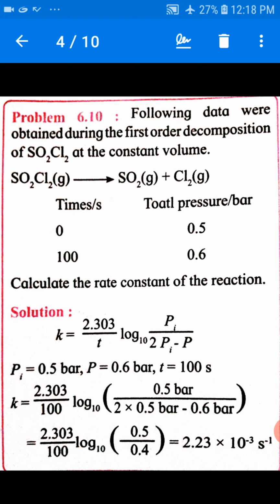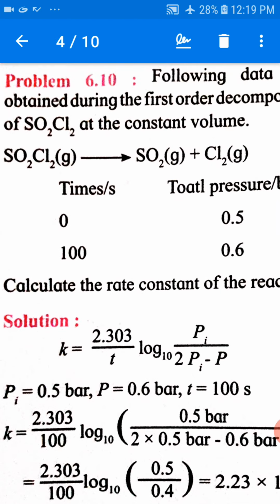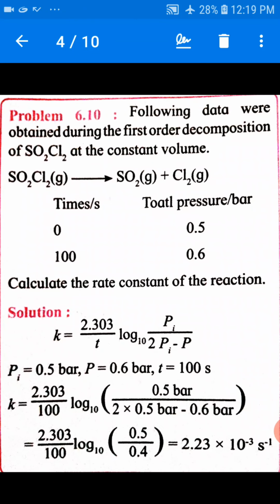Next example. Following data were obtained during the first order decomposition of SO2Cl2 at constant volume. SO2Cl2 gas gives SO2 gas plus Cl2 gas. Here, times are given in seconds and pressure in bar. When time is 0 second, the pressure is 0.5 bar, and when time is 100 seconds, the pressure is 0.6 bar. Calculate the rate constant of the reaction.